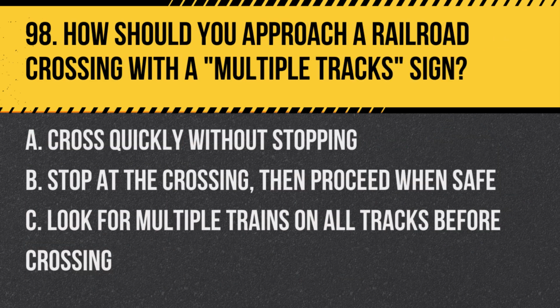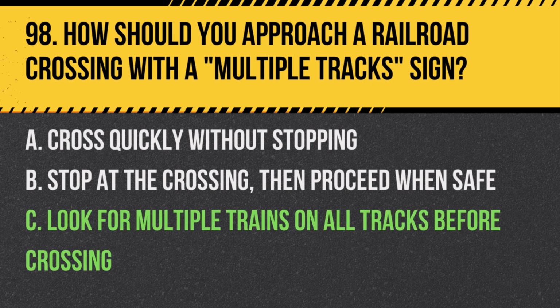Question 98. How should you approach a railroad crossing with a multiple track sign? A. Cross quickly without stopping. B. Stop at the crossing, then proceed when safe. C. Look for multiple trains on all tracks before crossing.